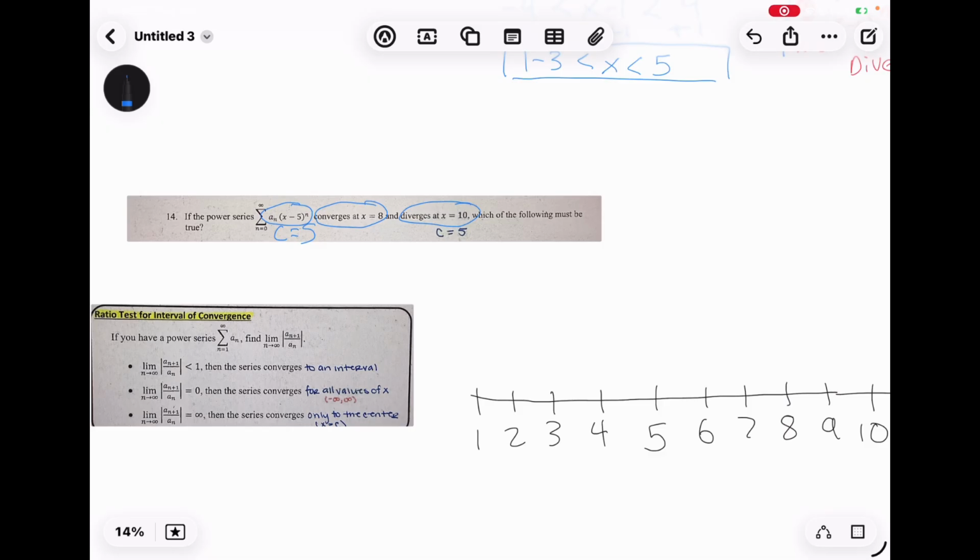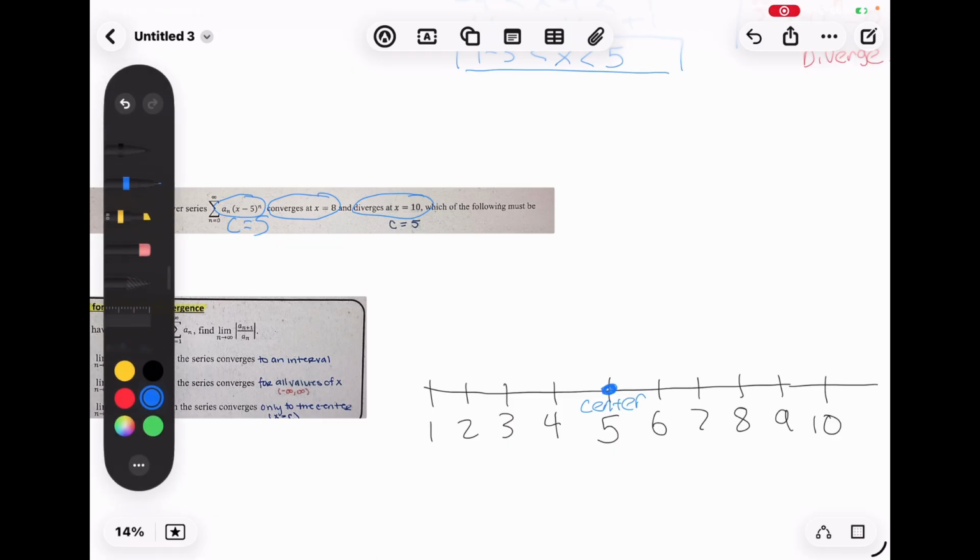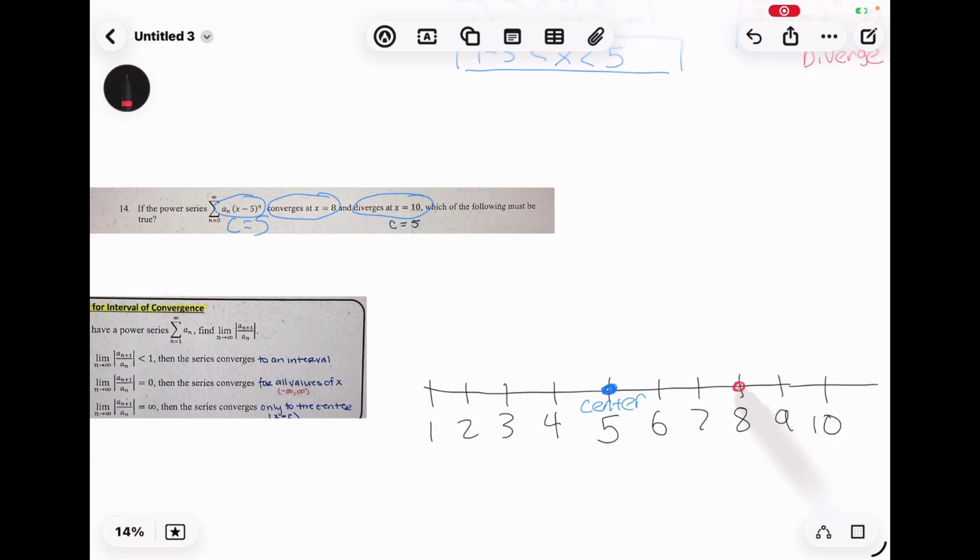So I'm going to draw a dot here, and this is my center. That's what the information gave us. Now, it says it converges at x equals 8, so I'm going to draw it in red here. Red means it converges. So we know that from the center to 8, it converges, right? That went 3 units.